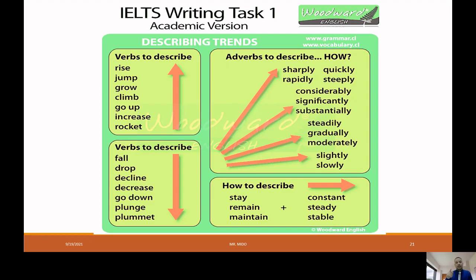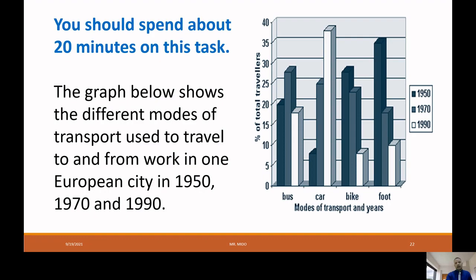Okay, what about going down? You can say the same. It sharply falls, or drops. It rapidly declines, or declined if it was in the past. It slowly goes down, or went down if it's past, and so on. If it stays constant, remains steady, maintains stable, you will not use an adverb for the stability. You will use just a word like constant, steady, stable. Perfect. Let's go to a new question.